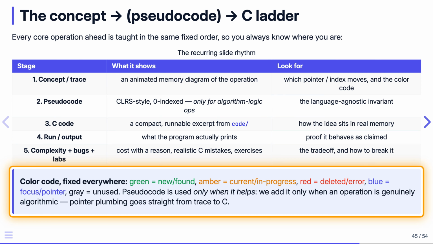One more thing, the colors are fixed everywhere. Green means new or found. Amber means current, the thing in progress. Red means deleted or an error. Blue means the focus or a pointer. Gray means unused.